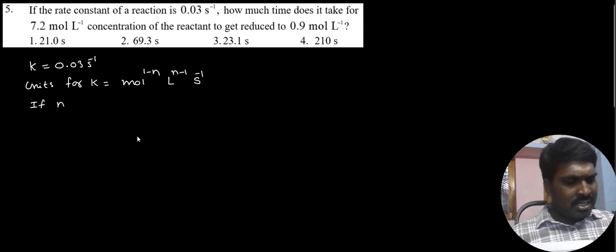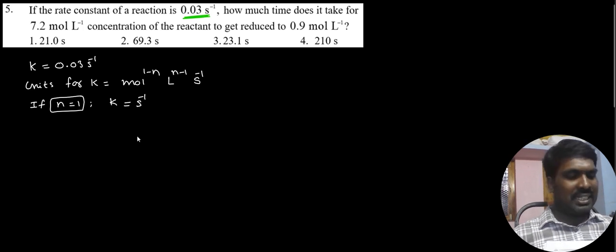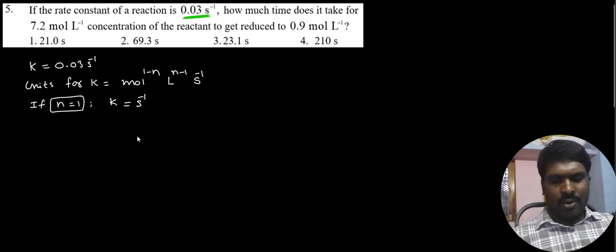If the order is 1, then K has units mole power 1 minus 1, which is mole power 0, liter power 1 minus 1, which is liter power 0, so second inverse. So a rate constant in second inverse means it is first order kinetics. From the units of the rate constant we can decide its order. So its order is 1. Now we can calculate the time.